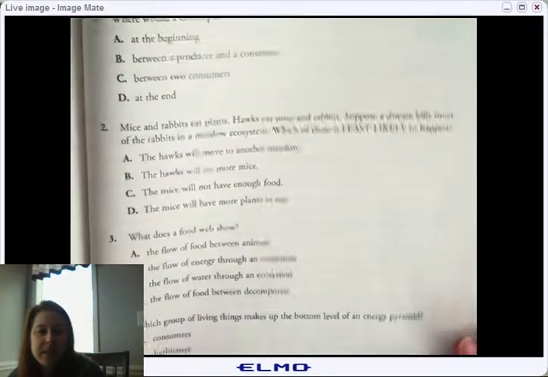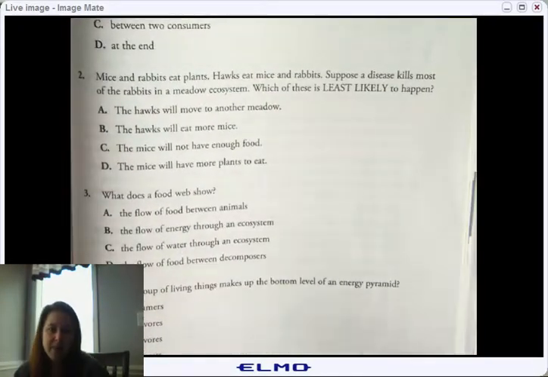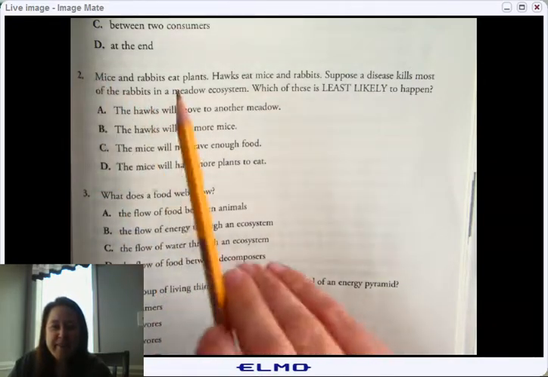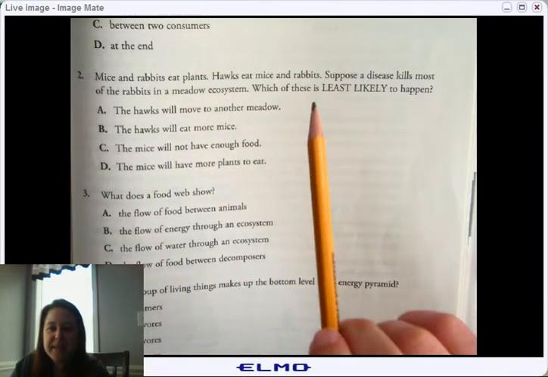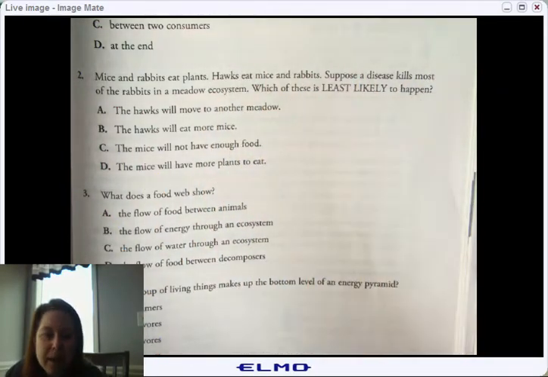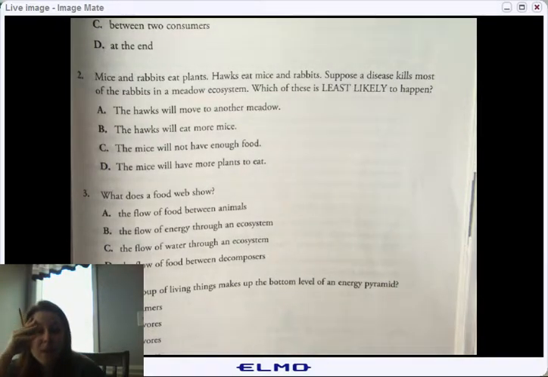Mice and rabbits eat plants. Hawks eat mice and rabbits. Suppose a disease kills most of the rabbits in the meadow ecosystem. Which of these is least likely to happen? So let me read that again. Mice and rabbits eat plants. Hawks eat mice and rabbits. Suppose a disease kills most of the rabbits in the ecosystem. Which is least likely to happen? A, the hawks will move to another meadow. B, the hawks will eat more mice. C, the mice will not have enough food. Or D, the mice will have more plants to eat. Which is least likely to happen?